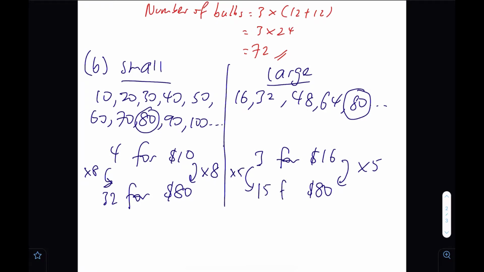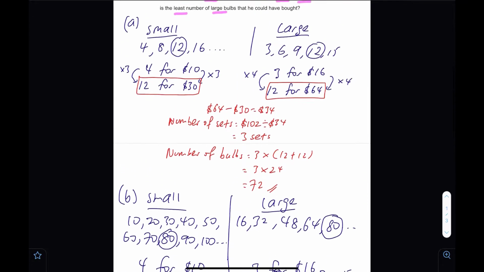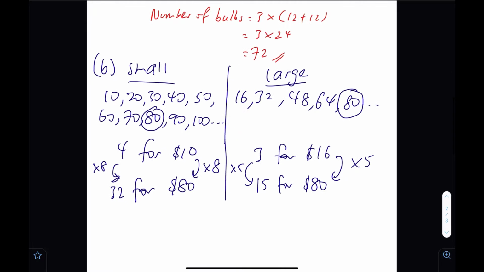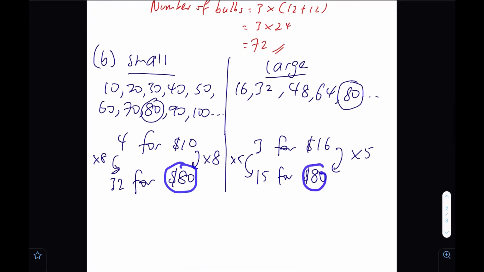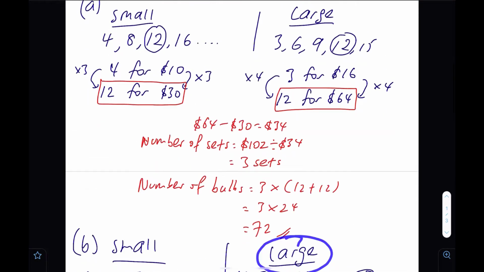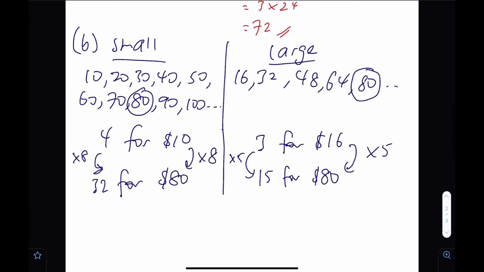So the final answer is, what is the least? Okay, let's read the question again. Mr. Wong spent an equal amount of money on small and large bulbs. What's the least number of large bulbs that he could have bought? So now we have gotten the lowest common multiple, $80. Equal amount of money already was for small and large. So the least number of bulbs that you could have bought in terms of the large bulbs will be 3 times 5, which will give you an answer of 15 large bulbs.